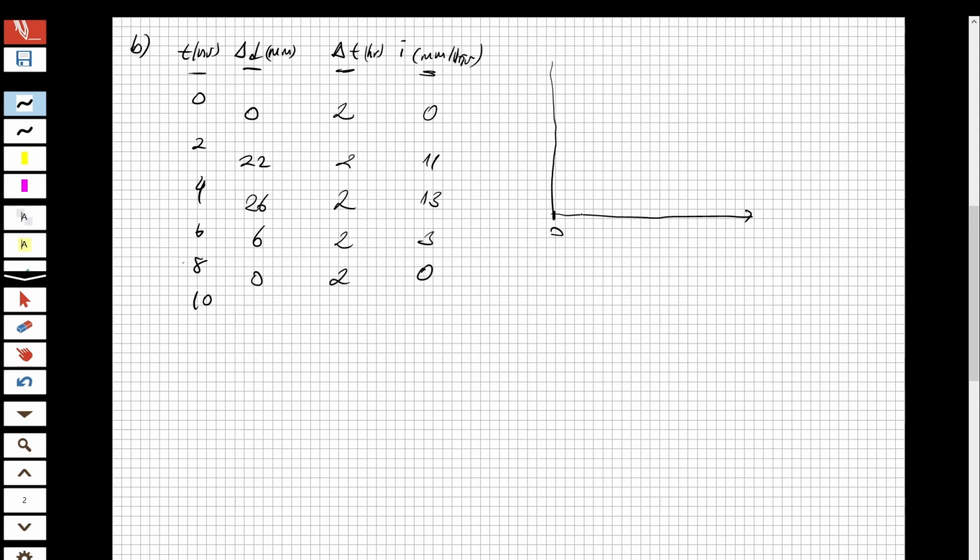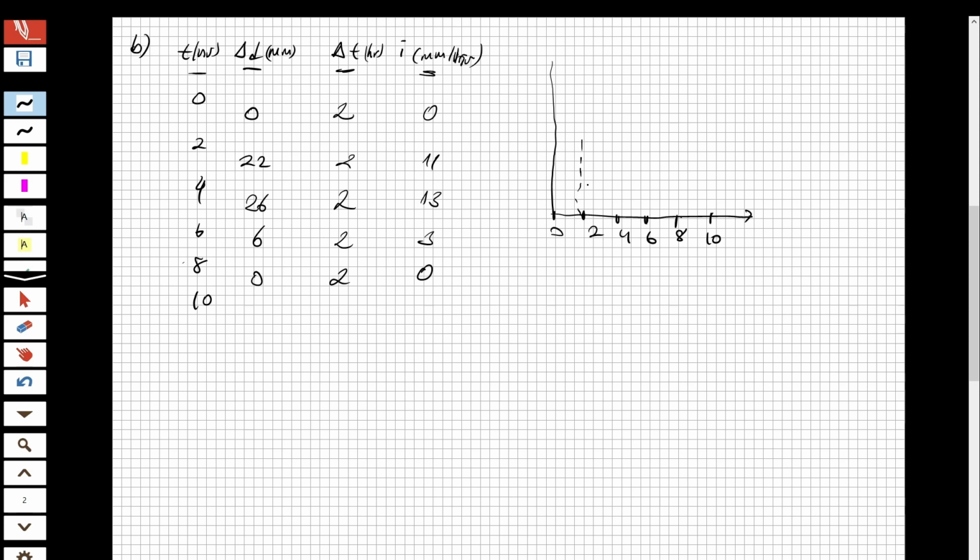This is 0, this is 2, 4, 6, 8, and 10. Between 0 and 2 is 0. Okay, now you can see. Between 2 and 4 is 11.